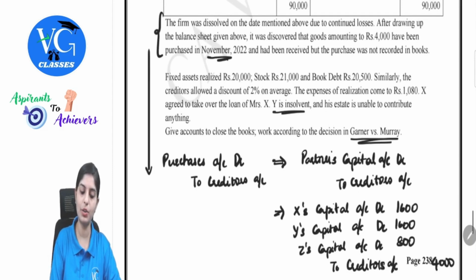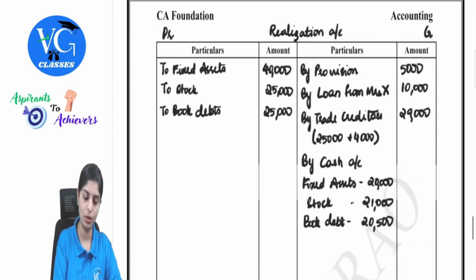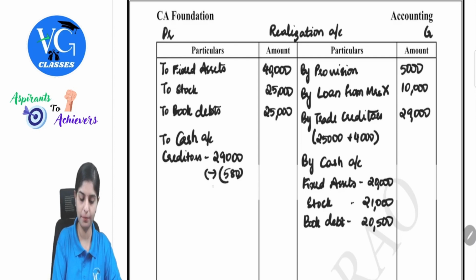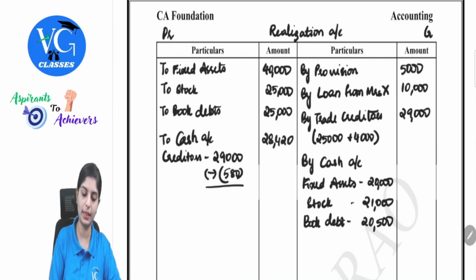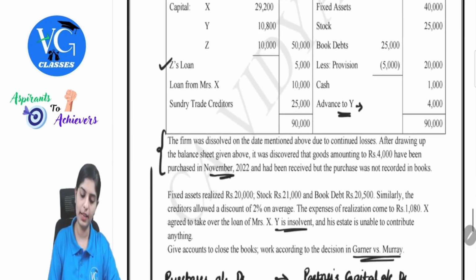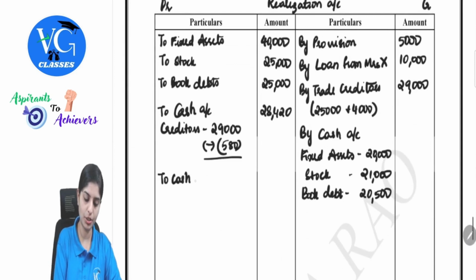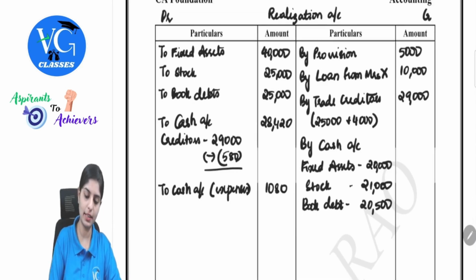Then similarly, creditors allowed a discount of 2% on average. So to bank, to cash, creditors is 29,000 minus 2% of this, which is 580. So 29,000 minus 580 will be 28,420. Then the expenses of realization come to 1,080. To cash, expenses, 1,080.